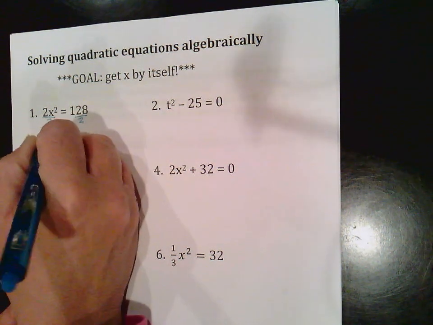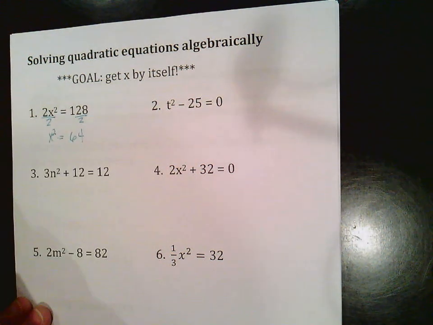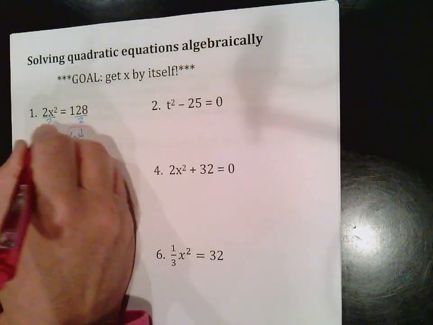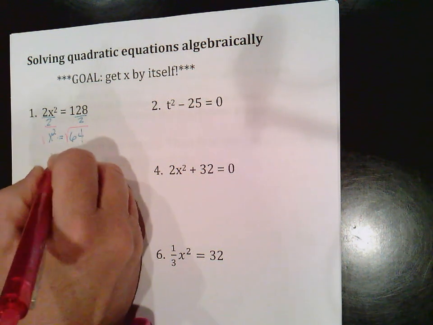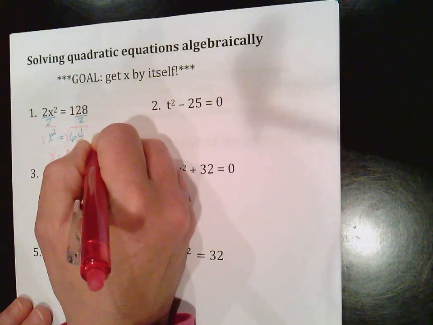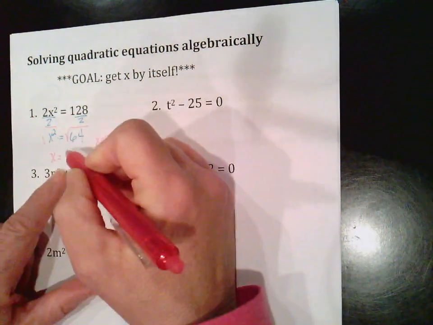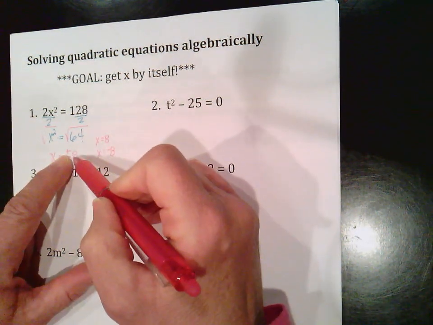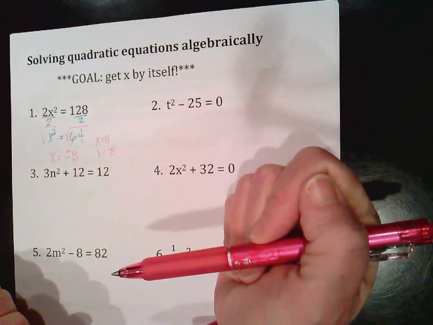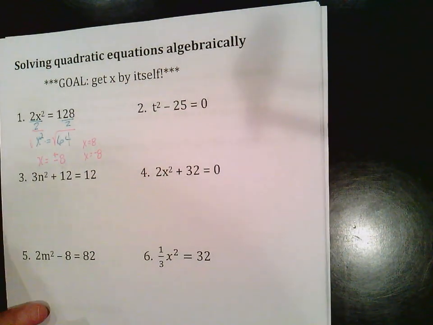And I get x squared equals 128 divided by 2 is 64. Once you get the x squared by itself, to undo the square, I take the square root of both sides. Square root of x squared is x. Square root of 64 is both positive and negative 8. So what we say is that x equals positive 8 or x could equal negative 8. And the reason it's positive or negative 8, if you think about it, 8 times 8 is 64, but negative 8 times negative 8 is also 64. So when you take the square root, the solution could be either positive or negative. And so that one has 2 real solutions.